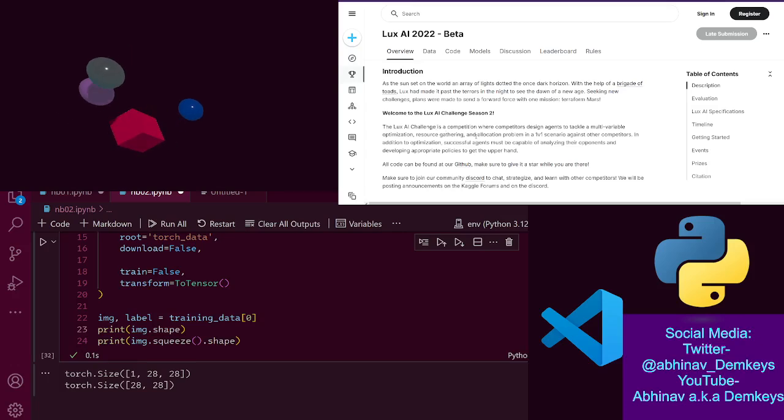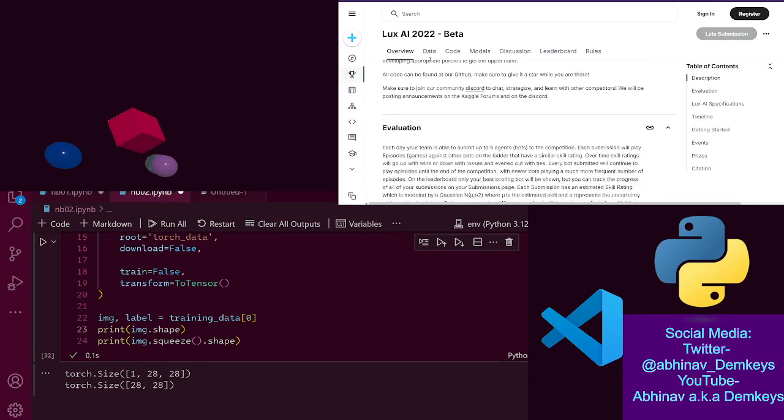This is a competition where competitors design agents to tackle a multivariable optimization, resource gathering, and allocation problem in a 1v1 scenario against other competitors. In addition to optimization, successful agents must be capable of analyzing their opponents and developing appropriate policies to get the upper hand. All code can be found at our GitHub.